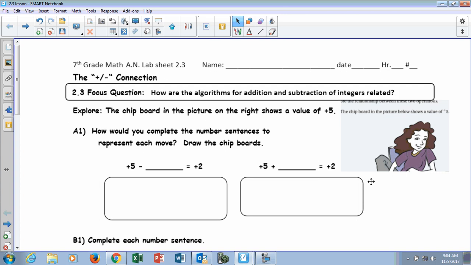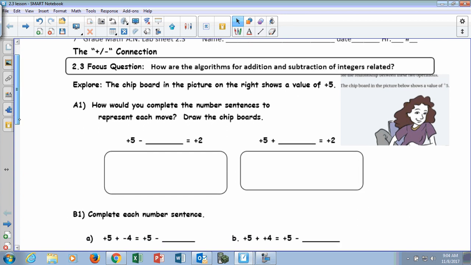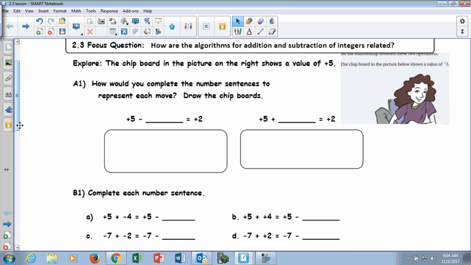So it says here, the chipboard in the picture on the right, which you really can't see very well. Well, you can on your picture a little bit. Shows a value of +5. So if you look at A number 1 on your thing, what would fit into the blank there for 5? So if you have 5 black chips and you're subtracting a certain number, you have 2 black chips left. What number needs to go in this spot, Aiden? Yeah, you're +3, right?